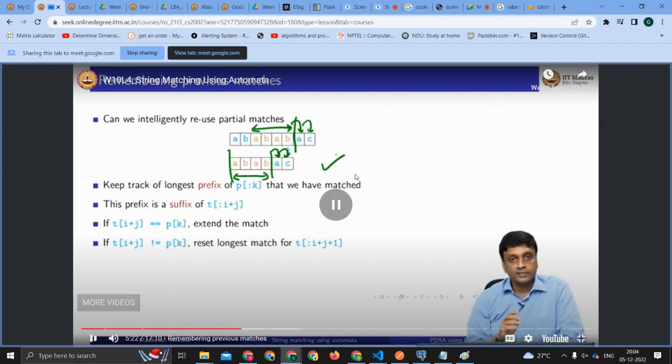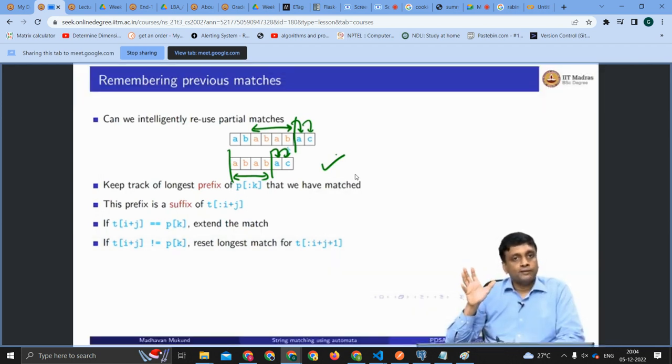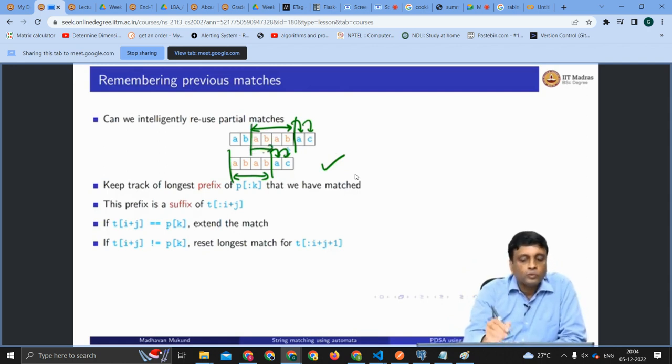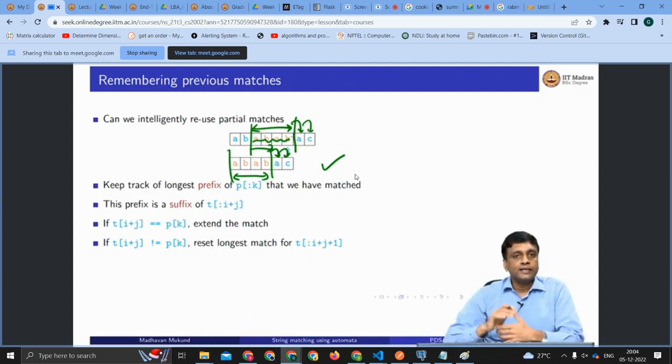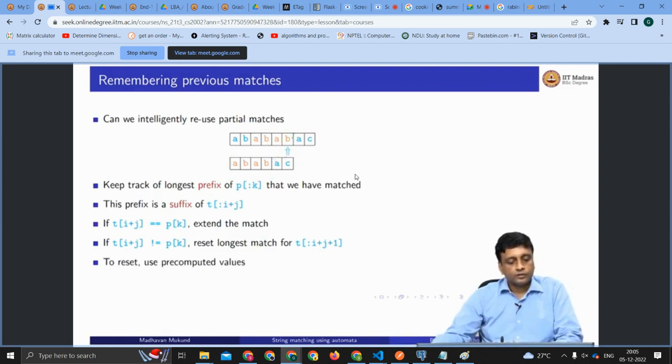If anyone is having a doubt, please interrupt then and there. The main message here is that if we can remember somehow how much of the pattern match remains valid, then I can believe that I have actually matched that much. So instead of restarting from here and going forward, I can already internalize the fact that I have matched 4 characters without scanning them and proceed from the 5th character onwards, right? So this is what we are trying to do.